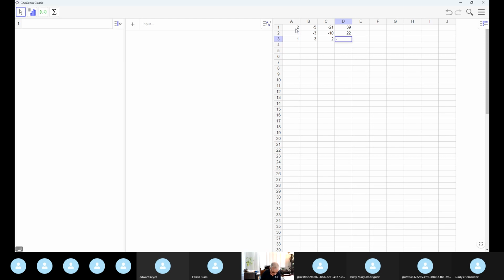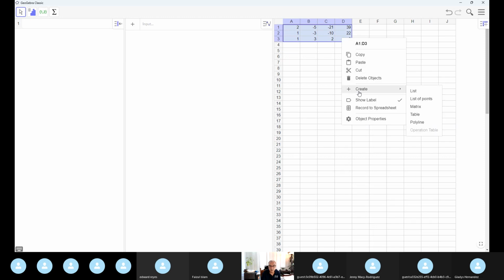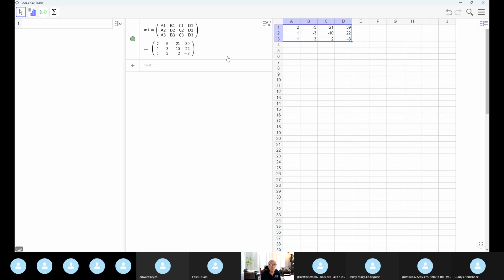This is my matrix. Guys, help me check whether I did it well or not. Just in case, don't worry. You select, create a matrix, remember, right click, create matrix, and you see it more clearly here: 2, -5, -21, 39, 1, -3, -10, 22, 1, 3, 2, and negative 8. I suppose it's okay. Now you see the command. Look, bam, bam, it is reduce. Let me copy it here so I don't forget.